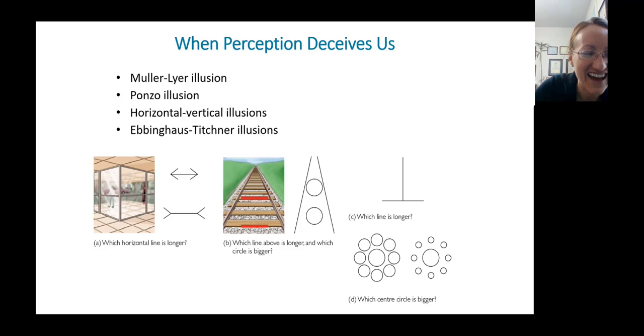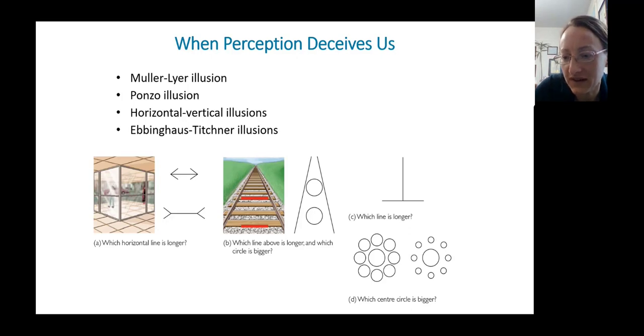Last one is the Ebbinghaus-Titchener illusion. Apparently, this one does not work on me. These circles look the same size to me, but I hear that this one looks bigger to people because it is surrounded by smaller things. And apparently this one looks smaller because it is surrounded by big things. And so the illusion, if it works on you, is that a stimulus surrounded by smaller stimuli appears larger, and a stimulus surrounded by larger stimuli looks smaller. So it is said.